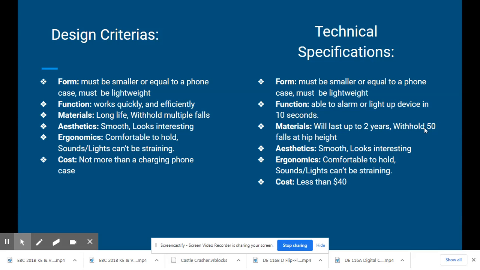These materials, they could see whether it can survive 50 falls from hip height. The aesthetics, this is something you have to figure out by showing people and getting their feedback. Same thing for the ergonomics and the cost. You can just show the total price of the materials involved.